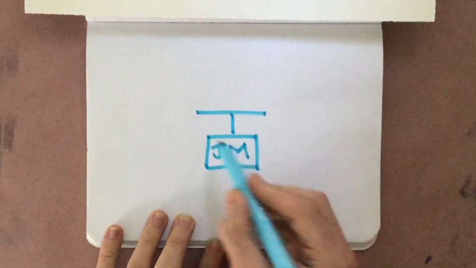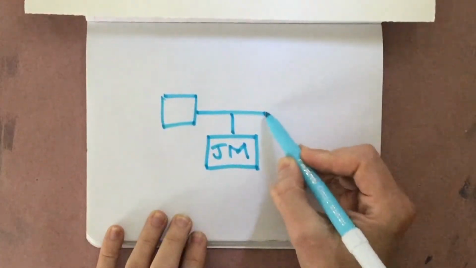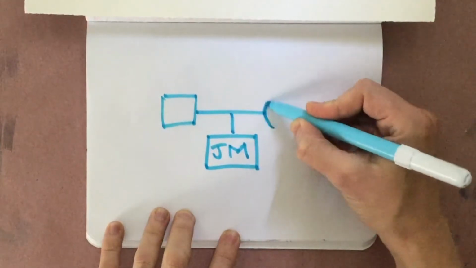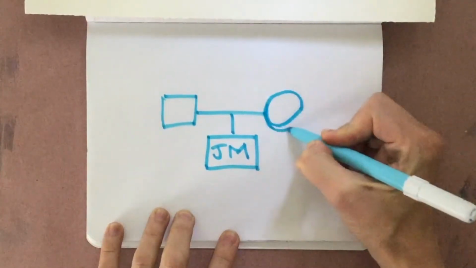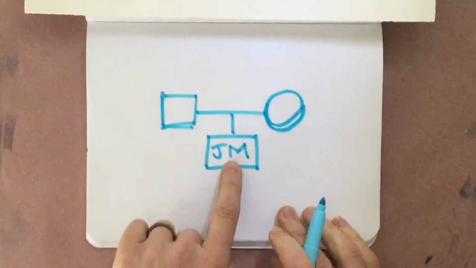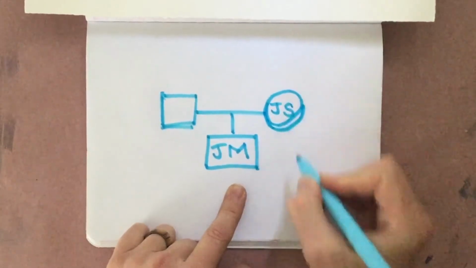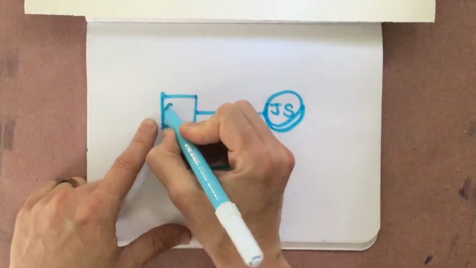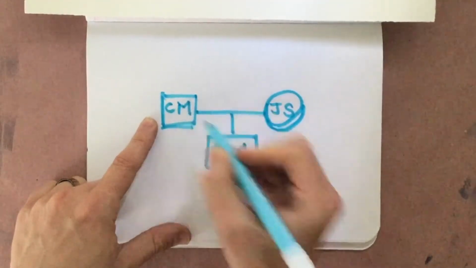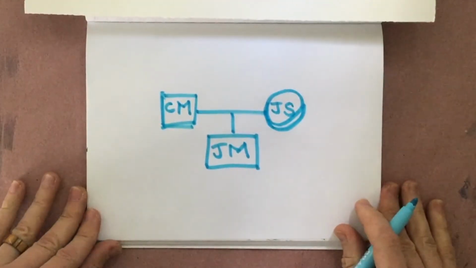So I have a father and I have a mother. Remember, we're going to do circles for ladies and squares for fellows. So my mom is a J and her last name was Stewart. And my dad, his last name was McAllister. So this is just the design part where I'm getting my ideas out.